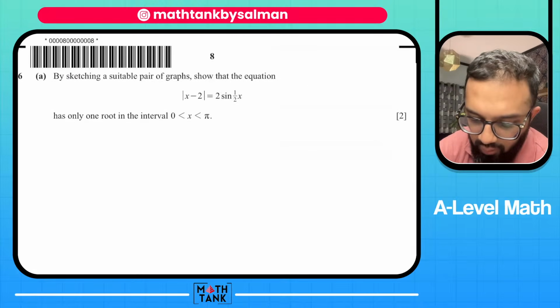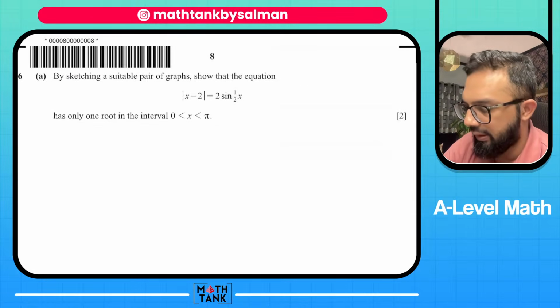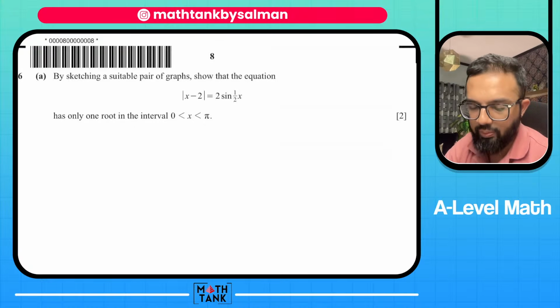Question number 6 says, by sketching a suitable pair of graphs, show that the equation has only one root in the interval.